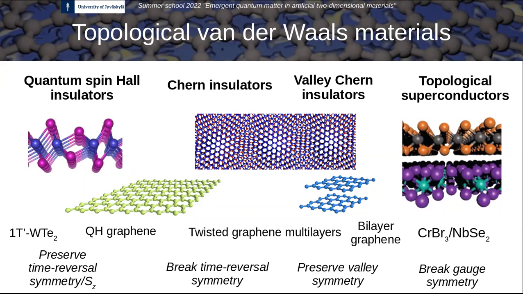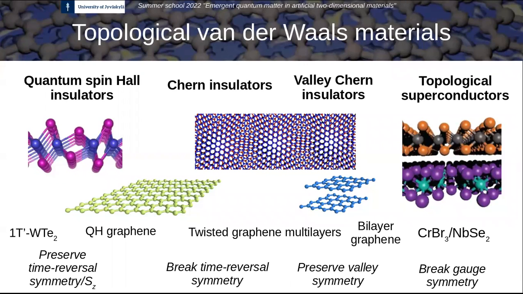And also, of course, one of the topological states that we encountered already in the second session was topological superconductors, which is a topological state in which your excitations are no longer electrons, but they are combinations of electrons and holes giving rise to Majorana excitations. And that from the mathematical point of view are actually very similar to Chern insulators.